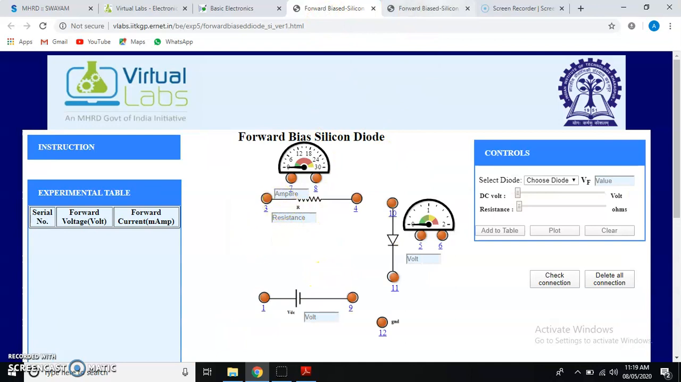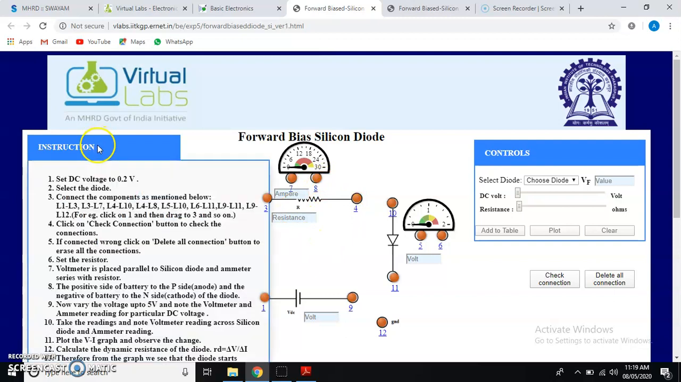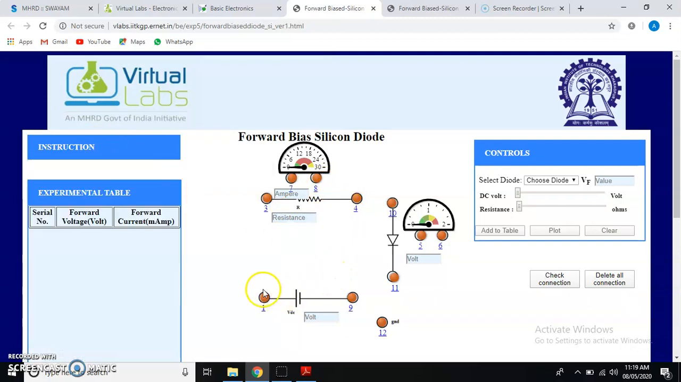Better is, I'll explain this part. Better you go with this circuit. There is only one problem which you'll find when you make this connection. This is correct, because in forward biased mode, the positive of the battery has to be connected to the anode. So by the resistance it will get connected.